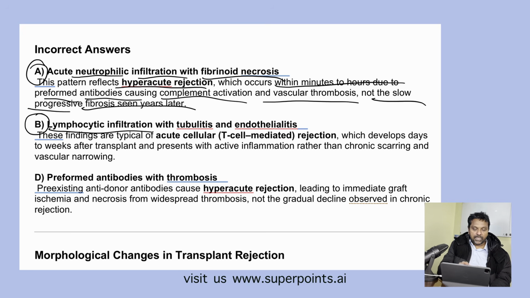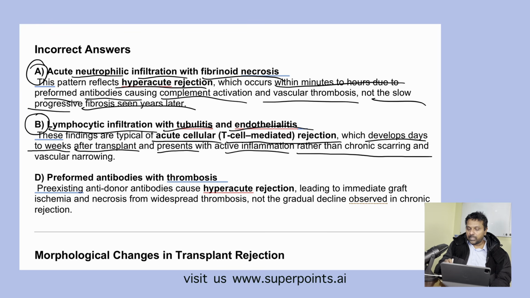However, B, lymphocytic infiltration with tubulitis and endothelialitis. These findings are typical of acute cellular T-cell mediated rejection, which develops days to weeks after transplant and presents with active inflammation rather than chronic scarring and vascular narrowing.